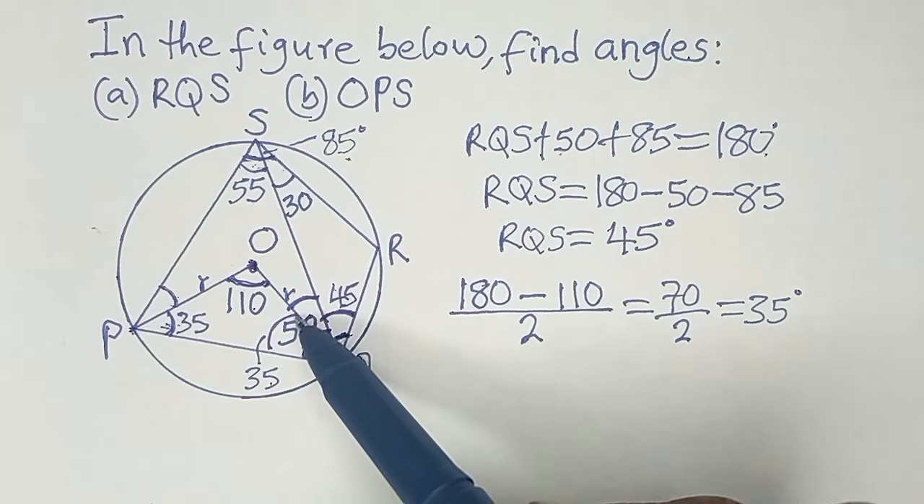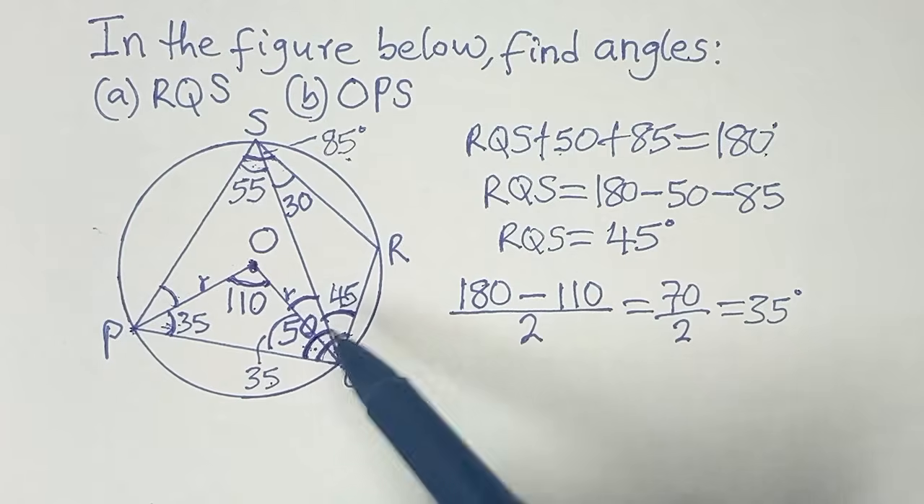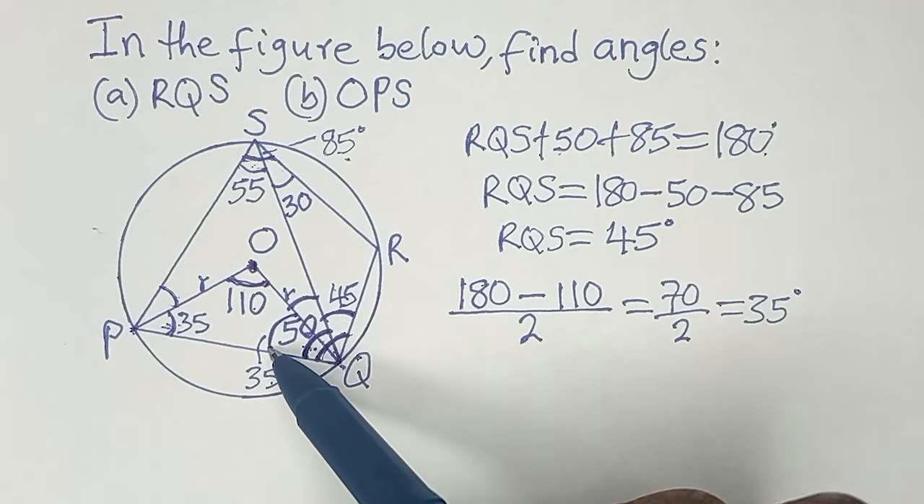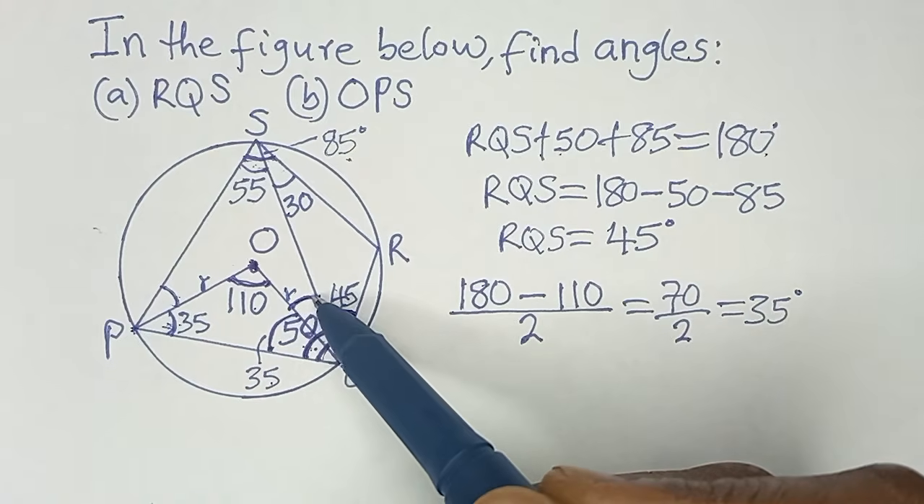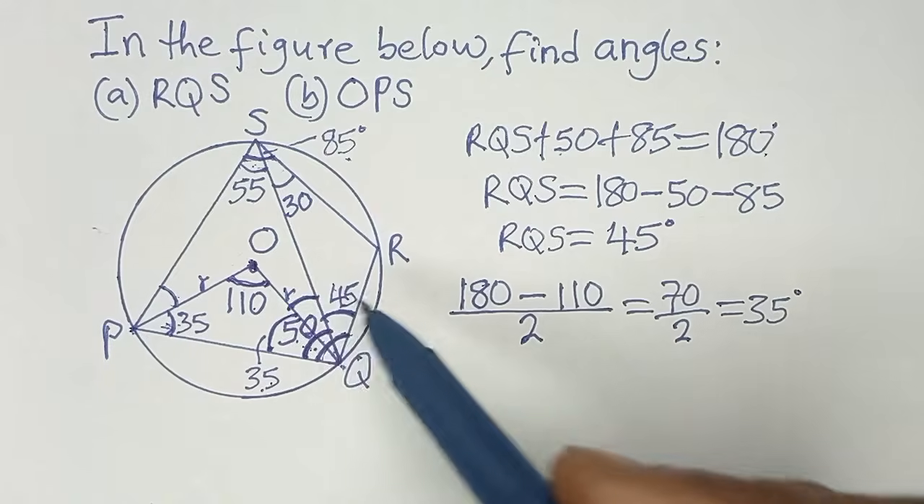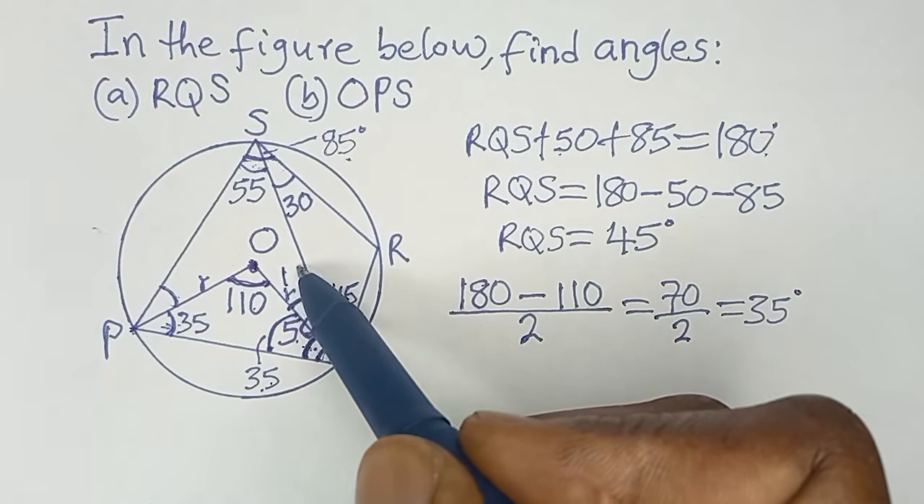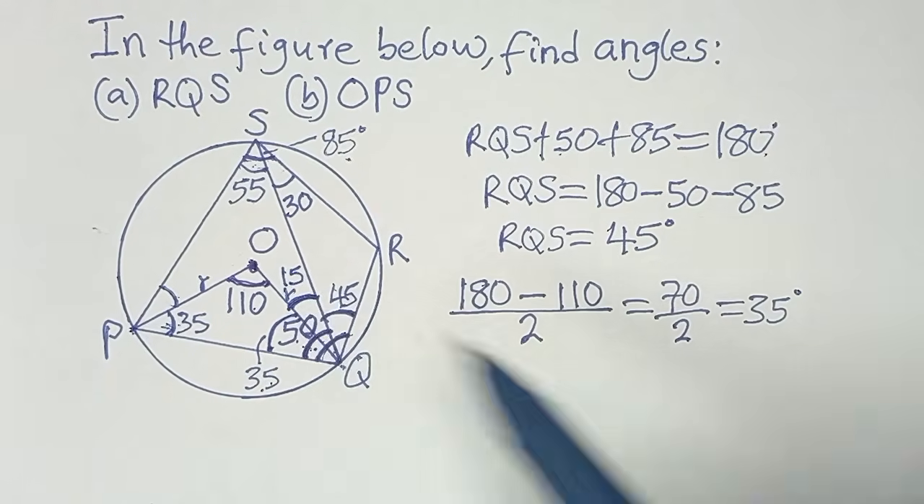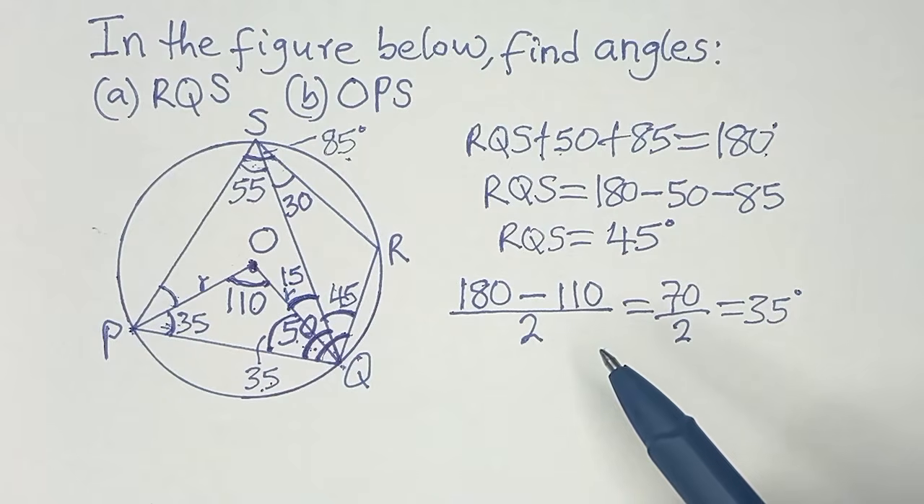Now, the whole of this place is 50. Don't forget, the whole of this place is 50. Now, a portion of it is 35. Can you see that? That is from this line to this line is 35. So this remaining angle has to be 50 minus 35. 50 minus 35 will give us 15. So that means this angle here is 15 degrees. Hope you can see that now.